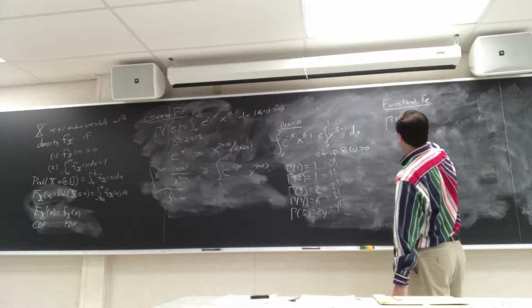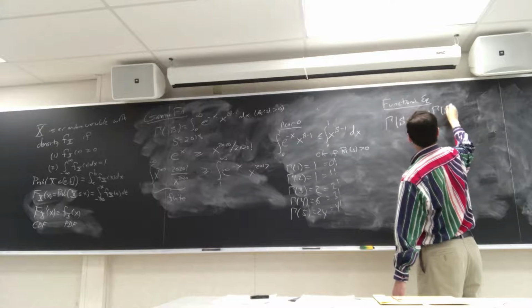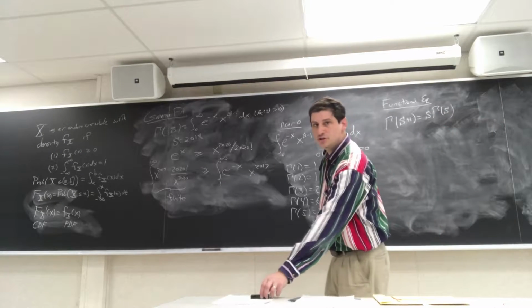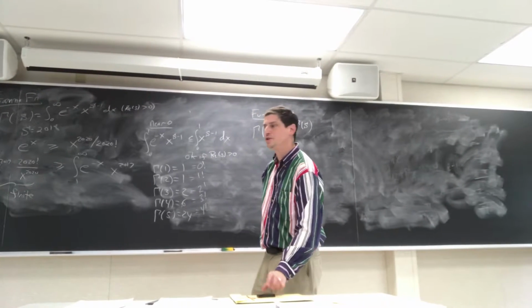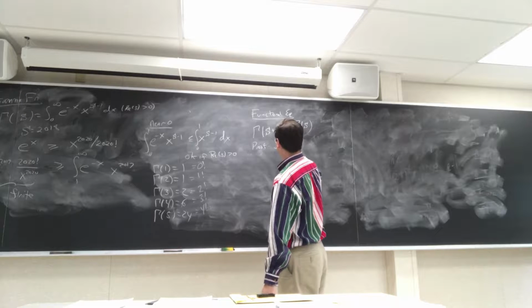So gamma of s plus 1 is s gamma of s. I'm not going to prove that. So, again, I strongly urge you to do this. The proof is you integrate by parts.